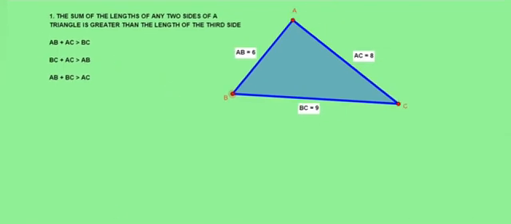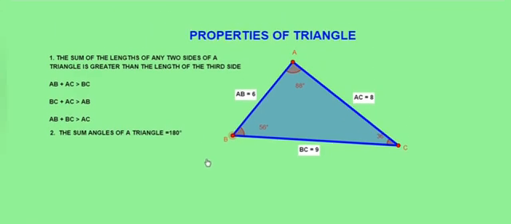Okay. Then second property. Let us mark the angle. Let us measure the angle. Okay. Now our second property says the sum of angles of a triangle is equal to 180 degrees. That is, look at here.